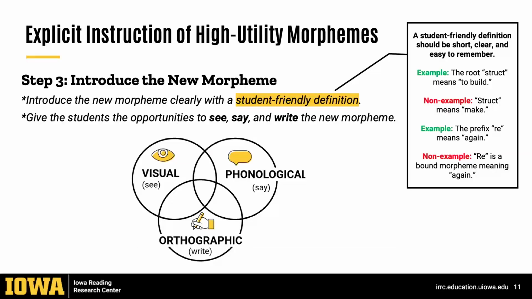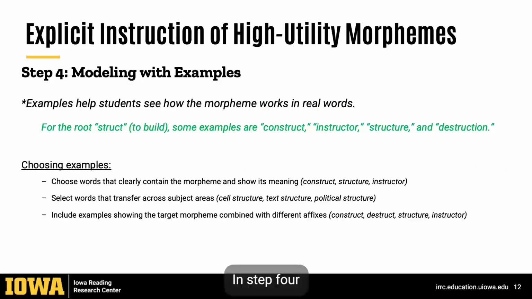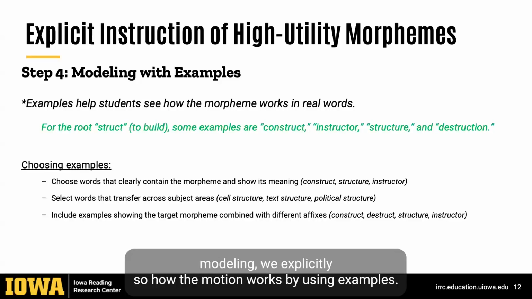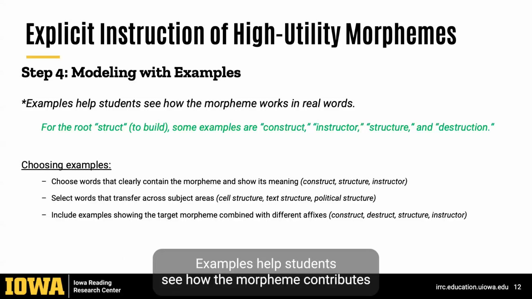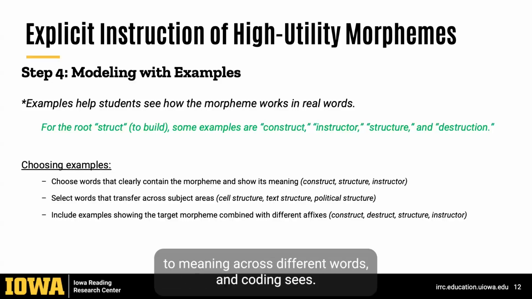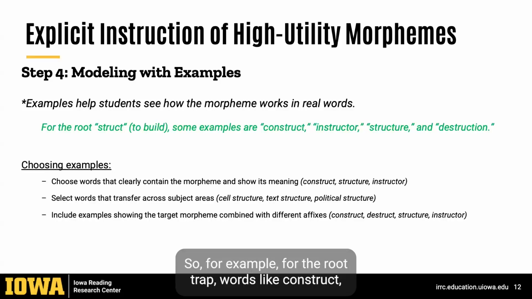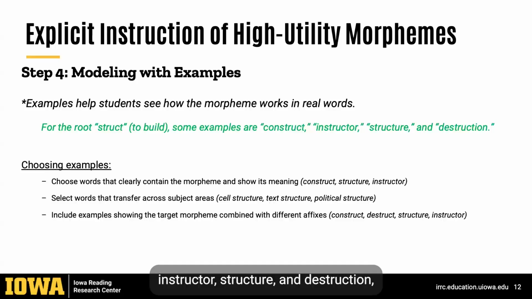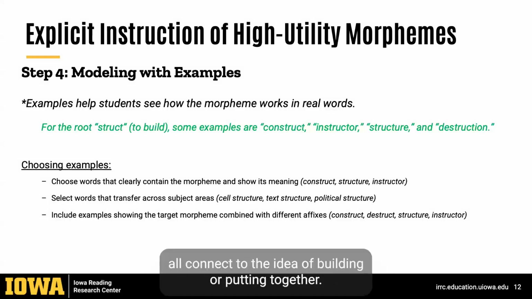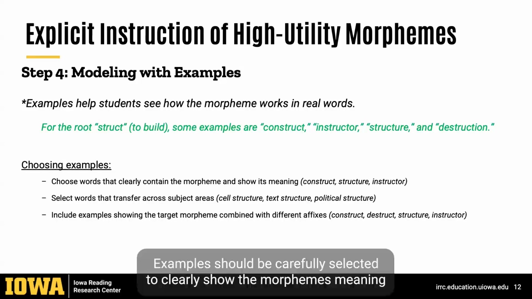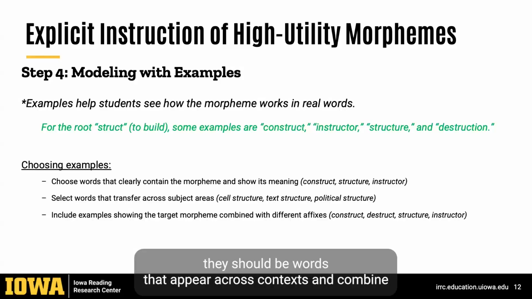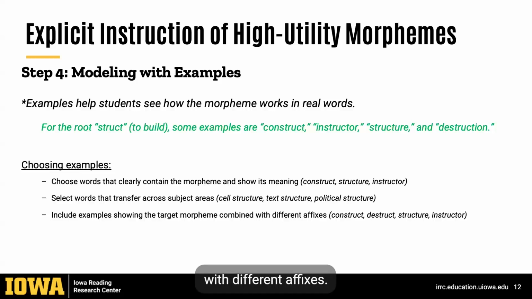In step 4, modeling, we explicitly show how the morpheme works by using examples. Examples help students see how the morpheme contributes to meaning across different words and contexts. So, for example, for the root struct, words like construct, instructor, structure, and distraction all connect to the idea of building or putting together. Examples should be carefully selected to clearly show the morpheme's meaning. They should be words that appear across contexts and combine with different affixes.